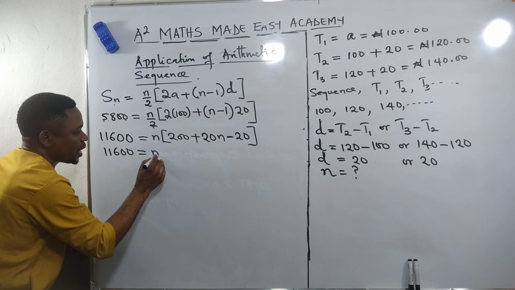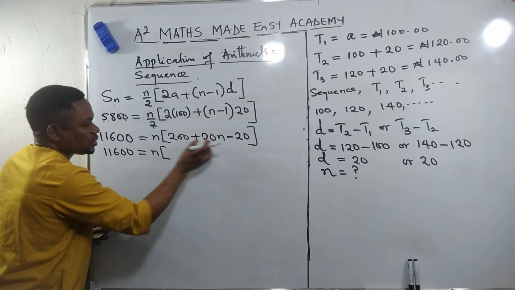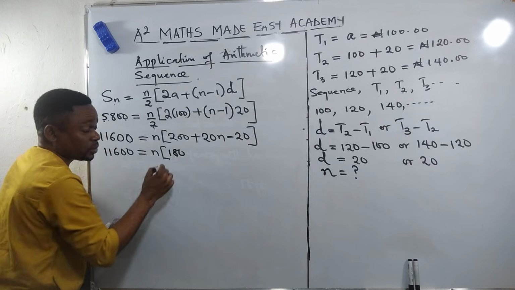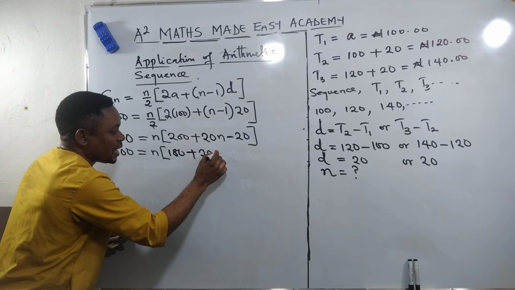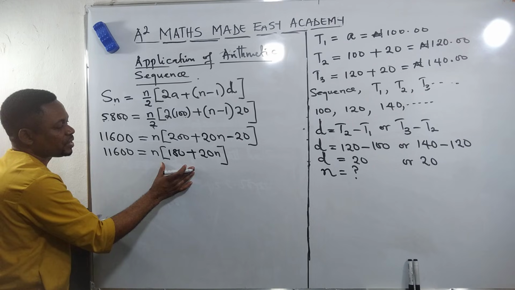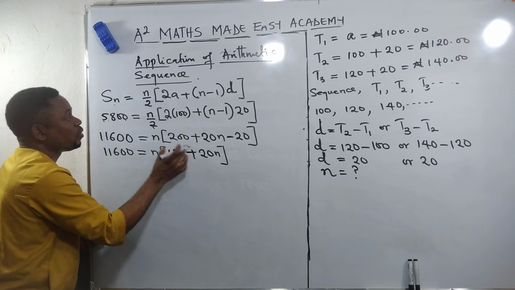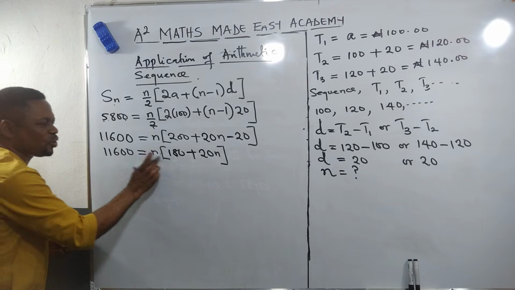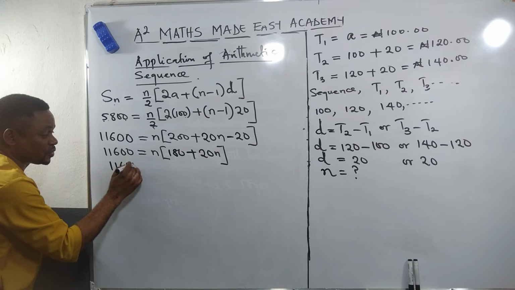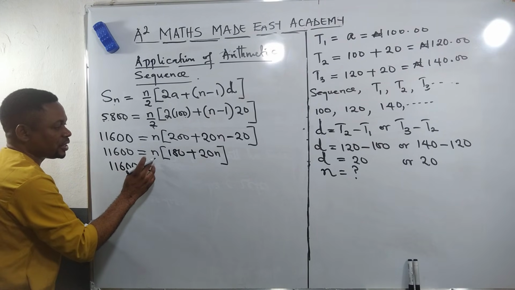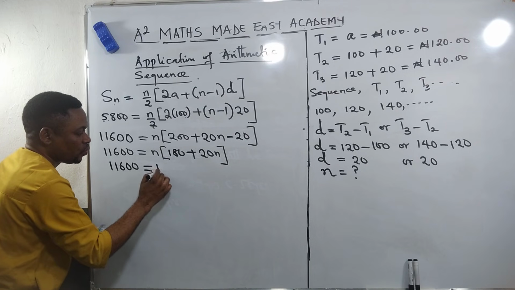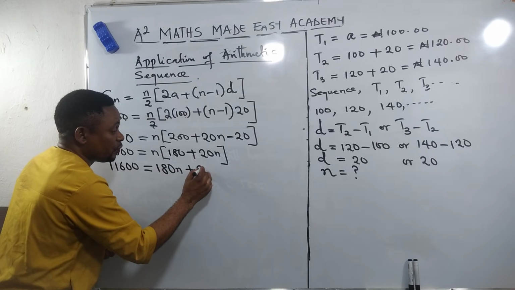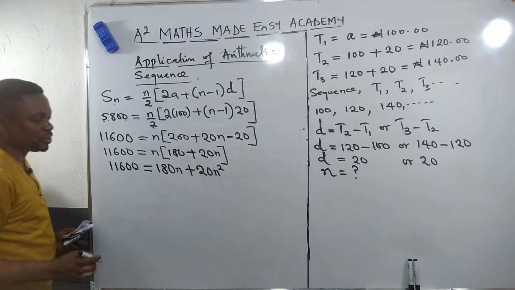11600 is now equal to n, open bracket. I can now use this to minus this: 200 minus 20, what is the answer? 180. Then plus 20n. Remember, we are looking for the number of years that it will take that man to save the amount of 5,800 naira. Then let's go. What is the next target? Open the bracket. Can I say 11600 equal to. Now watch this. n times 180 will give us 180n. Then n times 20n will give us 20n squared.